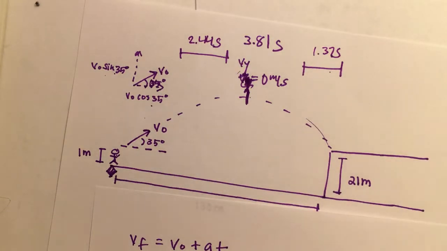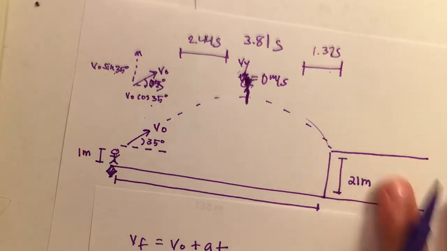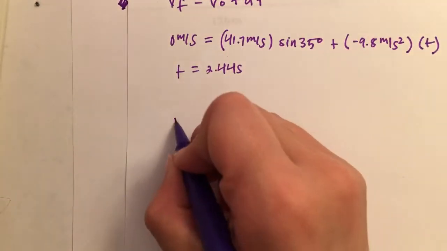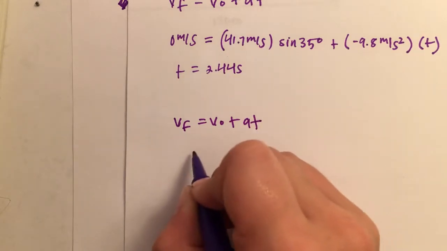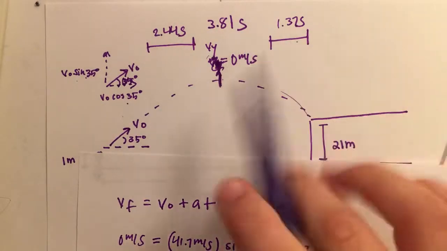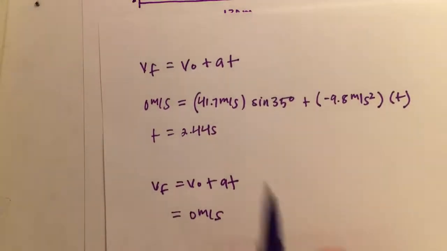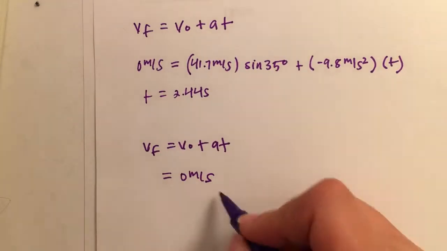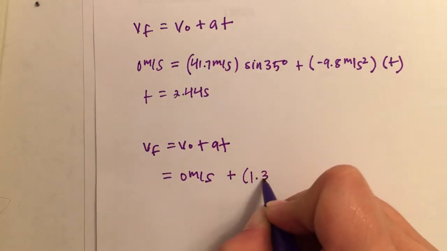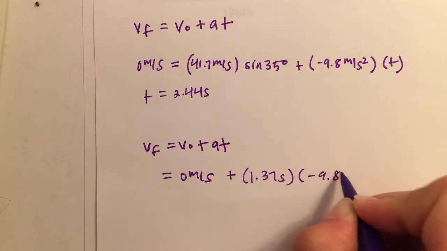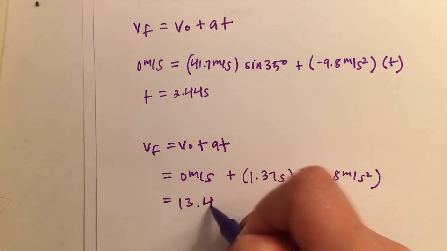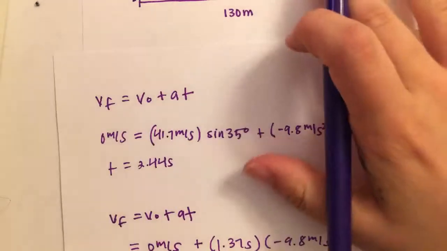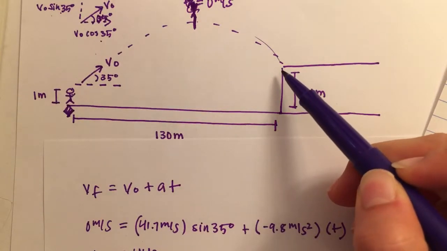So to find the velocity of the ball right here, we will use the same kinematic equation. Velocity final is equal to velocity initial plus acceleration times time. Velocity initial is 0 meters per second, since the ball is at 0 meters per second here at the top of its arc. And this is all in the y direction, by the way. So 0 meters per second plus 1.37 seconds times negative 9.8 meters per second squared. That comes out to be negative 13.43 meters per second. So the ball is at 13.43 meters per second downward right here.